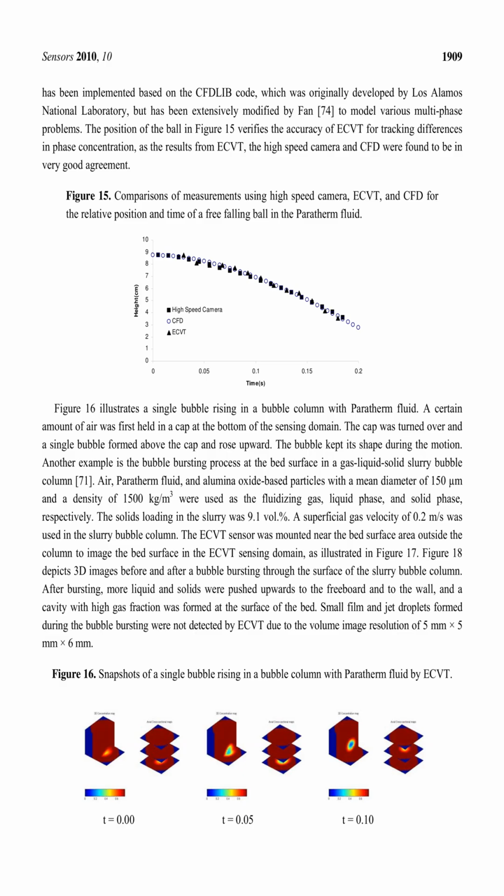After bursting, more liquid and solids were pushed upwards to the freeboard and to the wall, and a cavity with high gas fraction was formed at the surface of the bed. Small film and jet droplets formed during the bubble bursting were not detected by ECVT due to the volume image resolution of 5 mm by 6 mm by 6 mm.